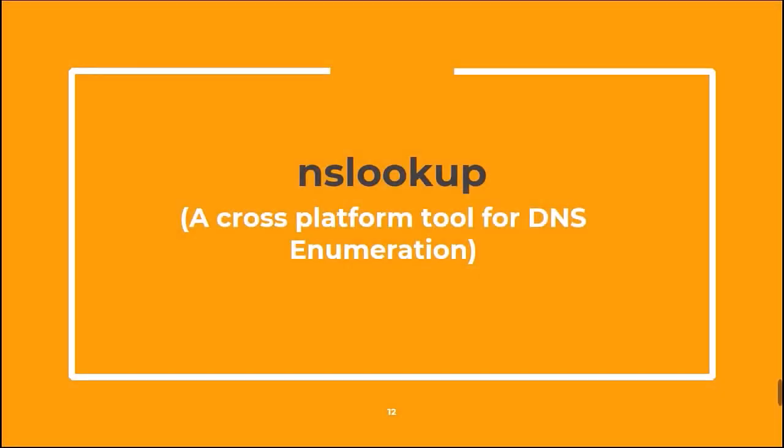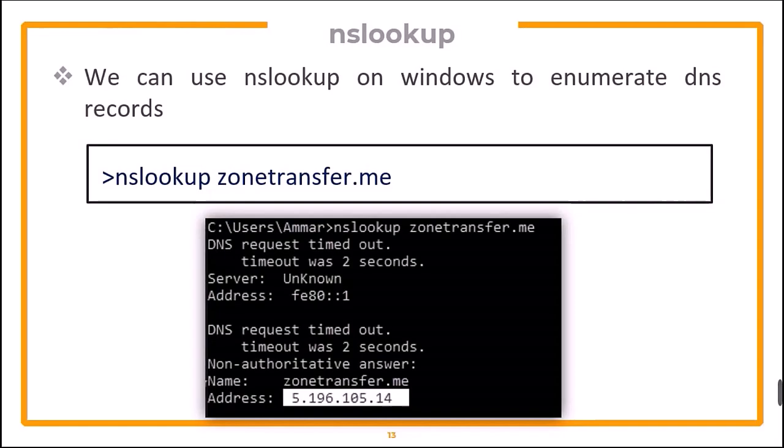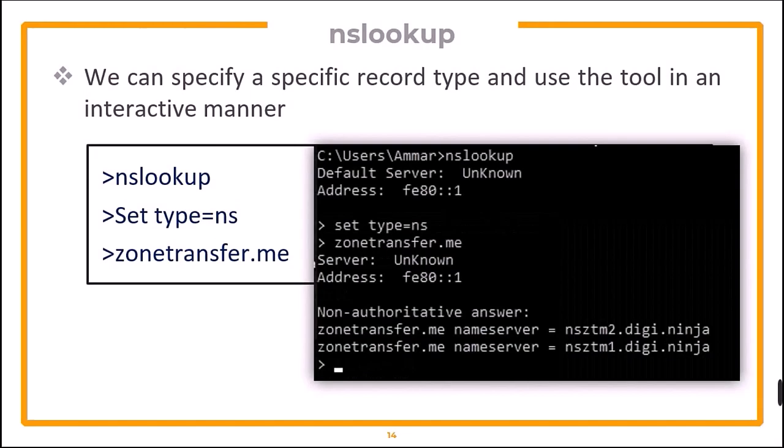Now let's see the third tool, which is NSLOOKUP. It is a cross-platform tool for DNS enumeration. We can use NSLOOKUP on Windows to enumerate DNS records. For the simplest lookup, just use the command nslookup zonetransfer.me and we get our answer. We can also specify a record type, but we need to use this tool in an interactive manner. We can enter an interactive session with the command nslookup. You can set the type and then provide the domain and we will get the answer.